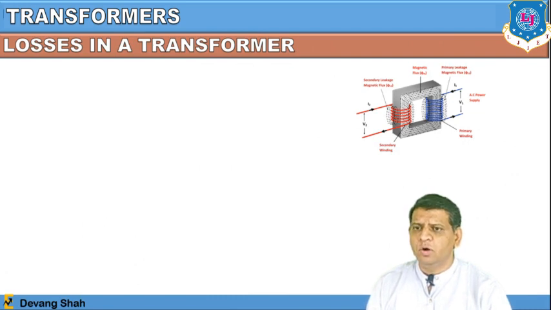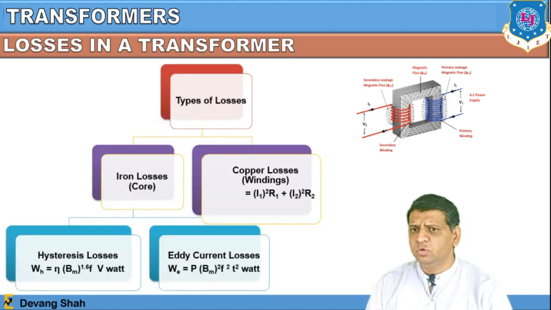Now let us look at the losses in a transformer, right? Once you apply the voltage, obviously this is a system made up of the core and winding, so it must incur losses. There are two types of losses in a transformer, and they occur only because of the core and windings. The losses that occur due to the core are defined as the iron loss, because the core is made of iron. In the same way, the losses that occur due to the windings are defined as the copper loss, because the winding is made of copper, right?